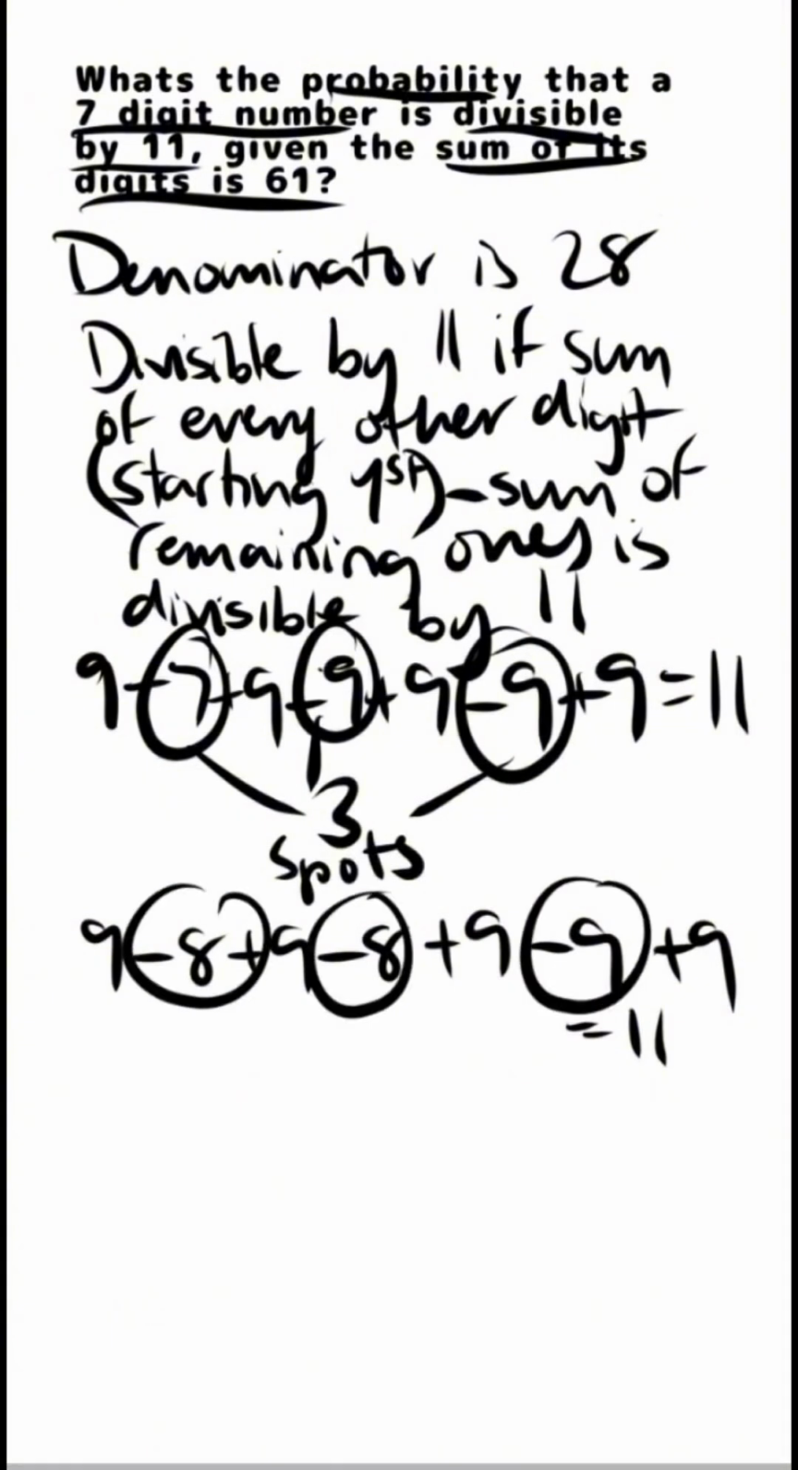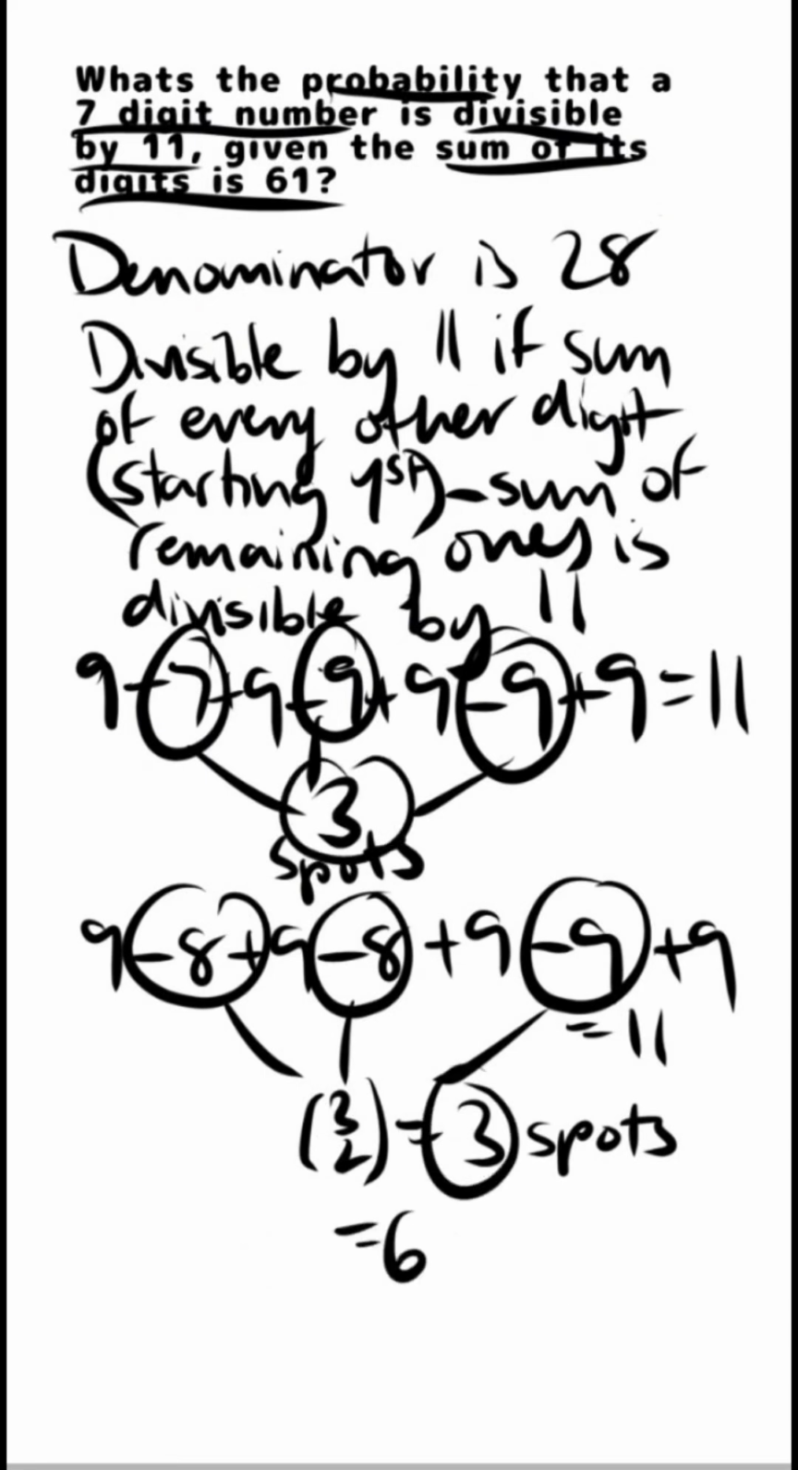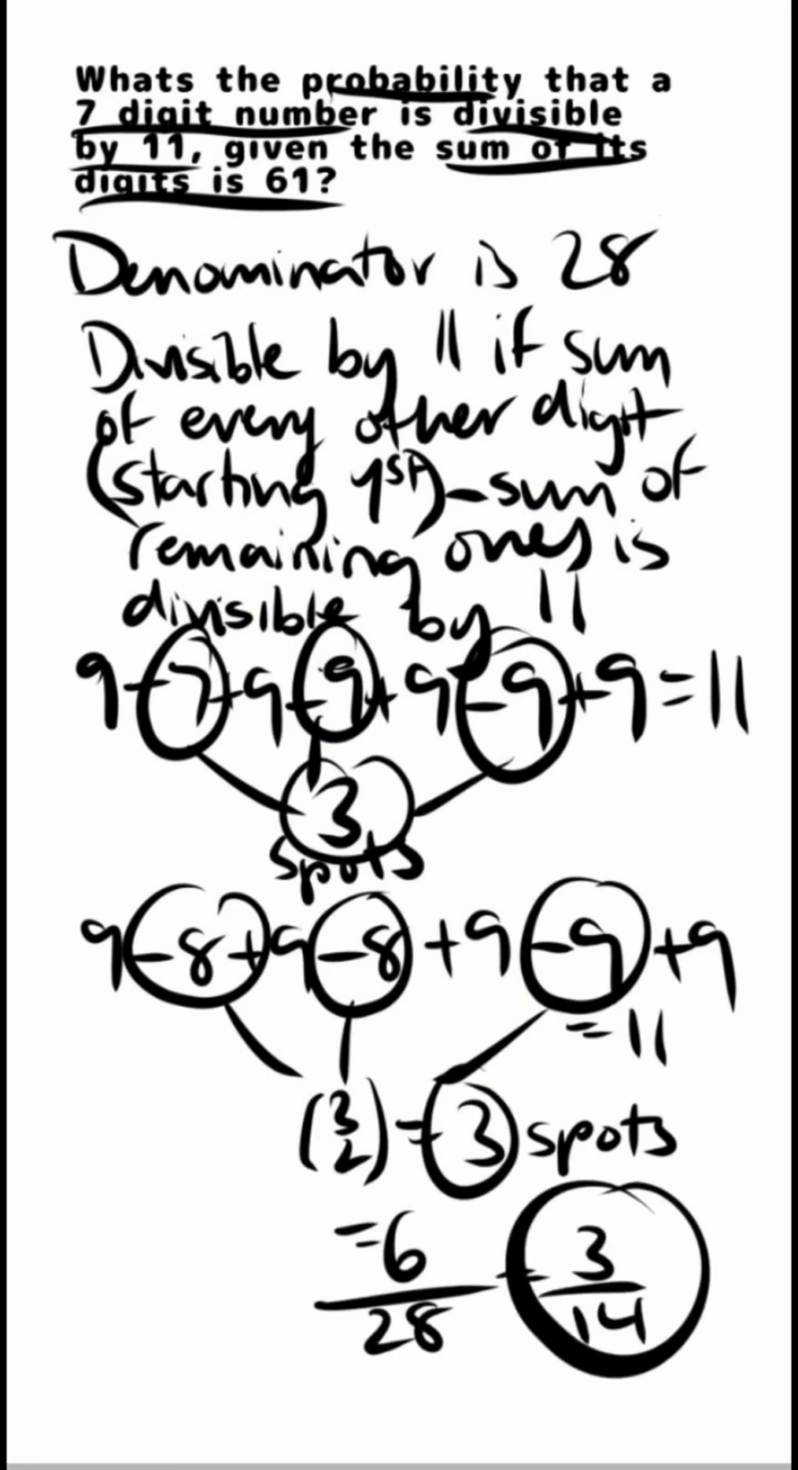There are 3 subtraction spots, and we have to choose 2 of them, so 3 choose 2 is 3. Adding these together, we get a numerator of 6, so our answer is 6 over 28 or 3 over 14.